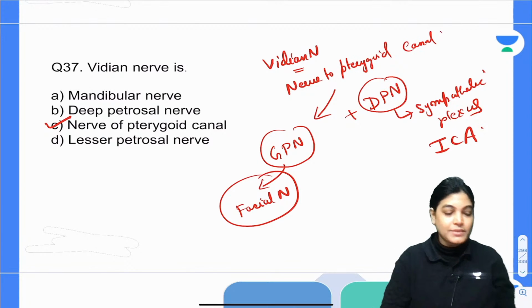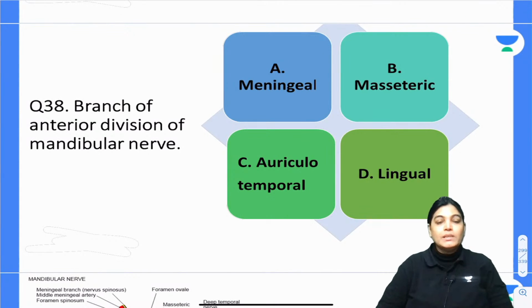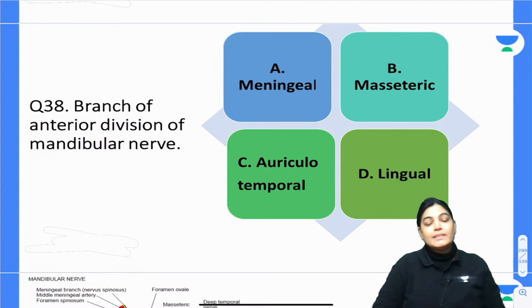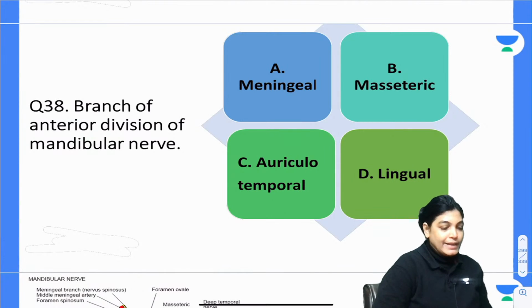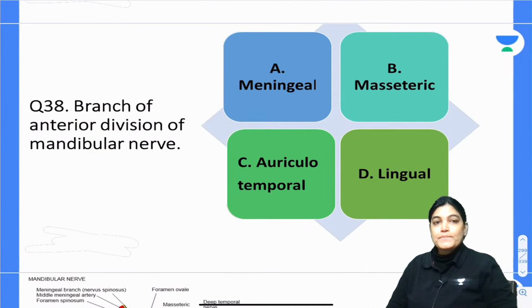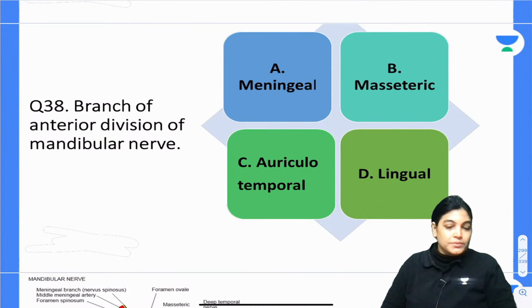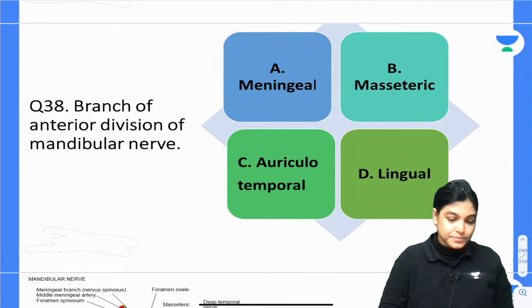Now, let's move on to the next, question number 38. Which of the following is a branch of the anterior division of the mandibular nerve? Meningeal, mesenteric, auriculotemporal or lingual? Question number 38.